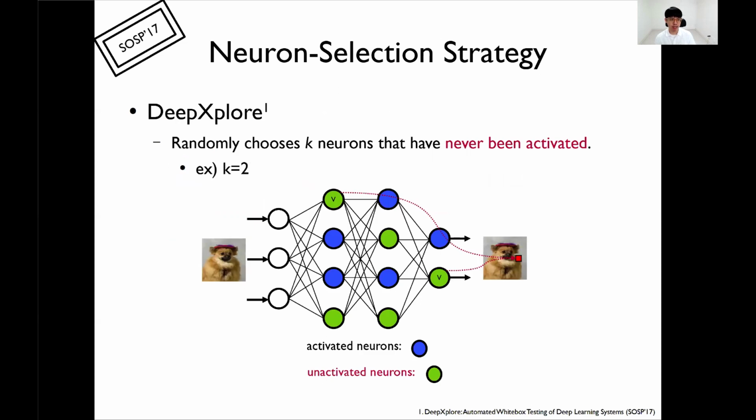The first technique, DeepXplore, is to randomly select the K neurons that have never been activated during the DNN testing. So suppose that the value of K is 2 and the blue neurons have been activated at least once and the green ones have never been activated before. DeepXplore simply and randomly selects the 2 neurons among the green ones, calculates the gradient of the 2 neurons, and adds their gradient to the original inputs. And after executing the DNN model with this newly generated input, DeepXplore checks whether the green ones are activated or not. And then among the remaining green neurons, in this case 4 green neurons that are not activated yet, this technique repeats the neuron selection process until the testing budget expires.